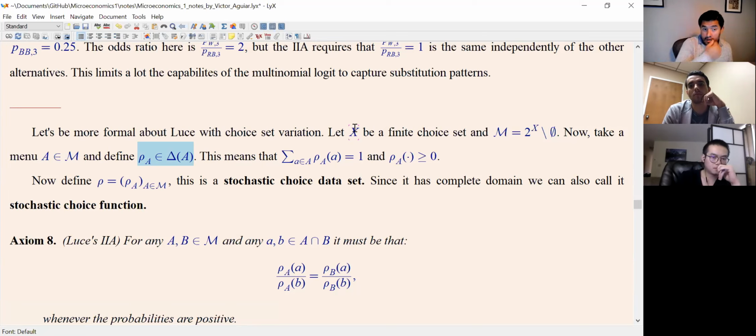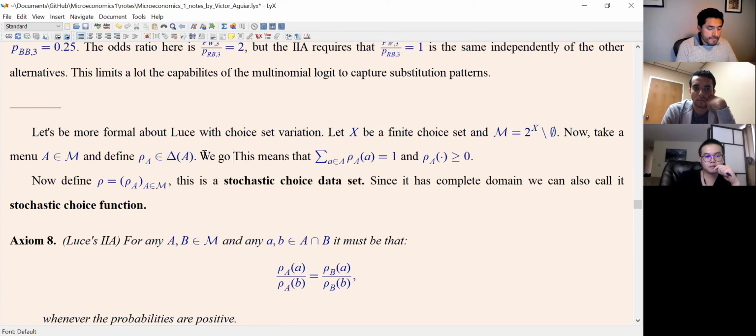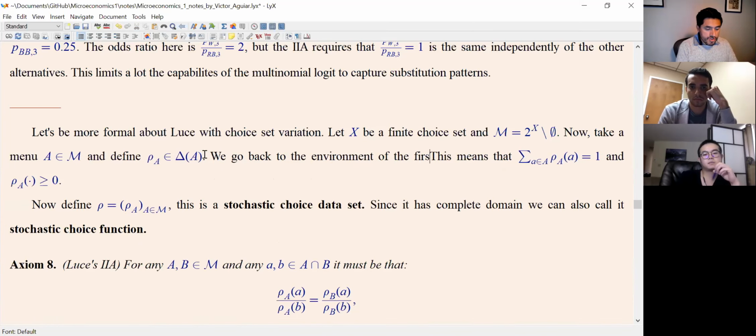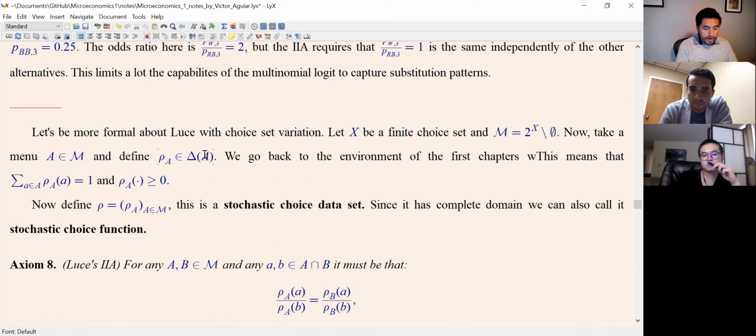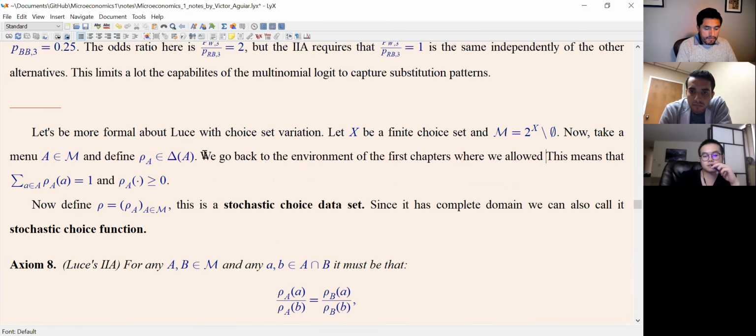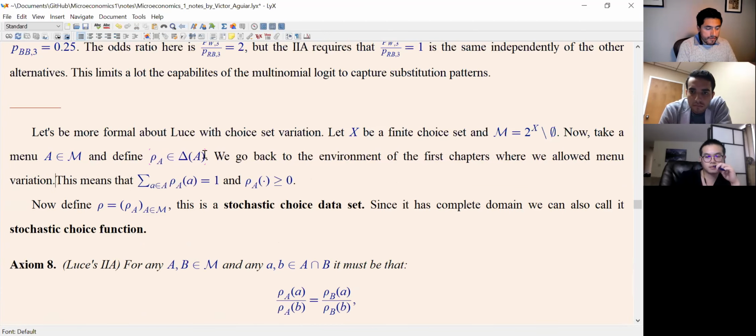Notice that I'm going to move to a world where I don't have prices, I don't have attributes, it's much more simple. Here, I just have choice set variation. So I go back to an experimental setup where I allow choice set variation. So we go back to the environment of the first chapters, right? Where we allowed menu variation, okay?